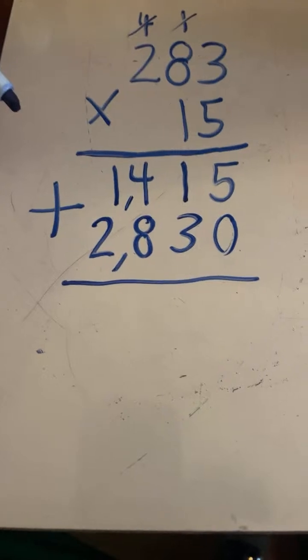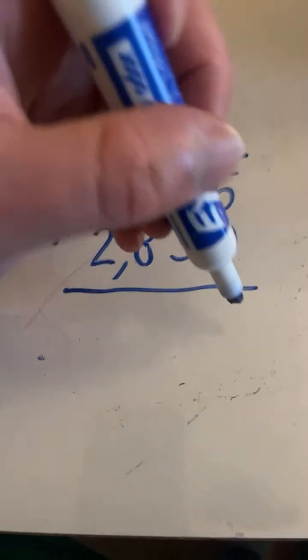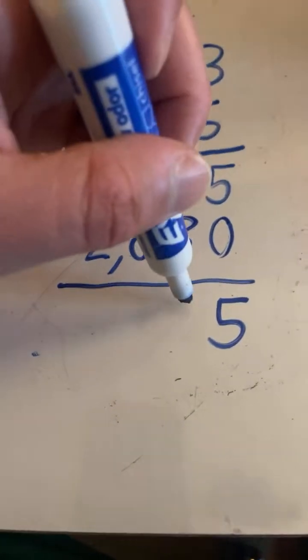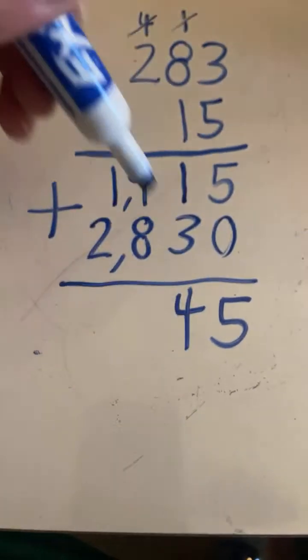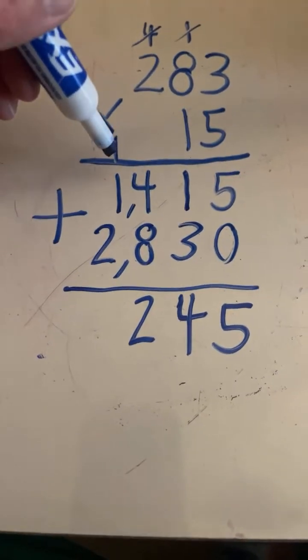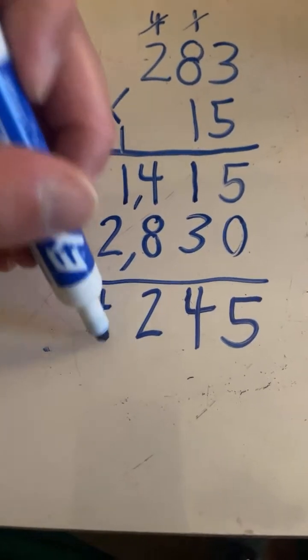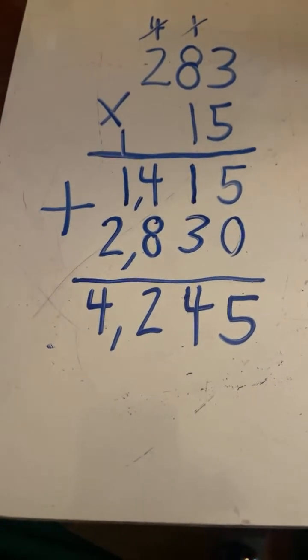All right, now we're going to add these two numbers together to get our final answer. 5 plus 0 equals 5. 1 plus 3 equals 4. 4 plus 8 equals 12. 2 carry the 1. And 1 plus 1 plus 2 equals 4. And we have our final answer.